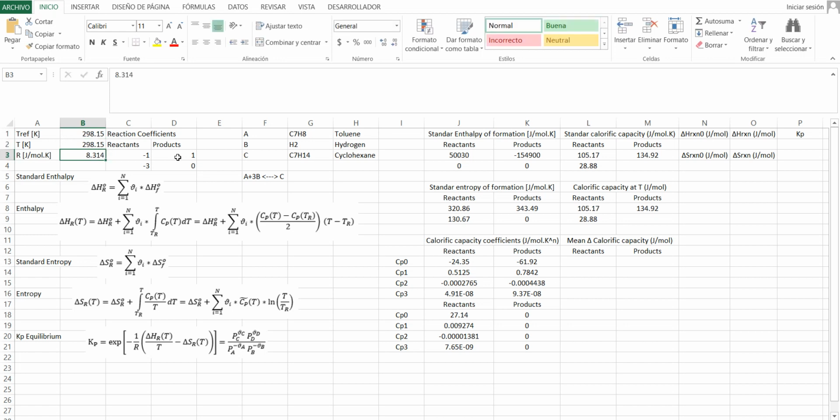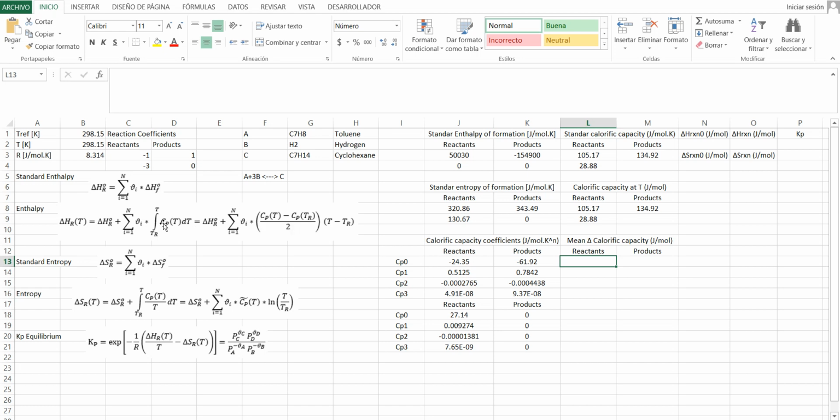So next, we're going to calculate the mean calorific capacity. If we see this equation for calculating the change of enthalpy, we need this integral of the CP that changes with respect to the temperature. There are many ways to calculate this integral, but one that is pretty simple is to take the high value, then the low value, and just take a mean of those two values. But there are other ways to calculate this integral.